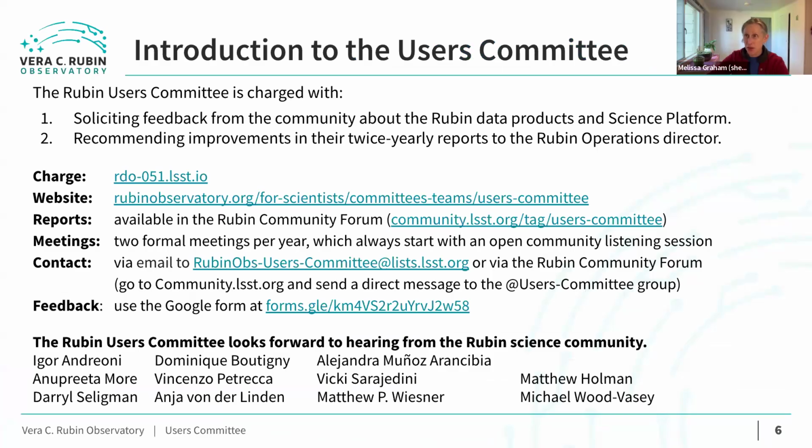You do have a users committee that is charged with advocating on your behalf as users of the Rubin Science Platform and our data products. They're charged with soliciting your feedback, and they make their reports twice annually to the Rubin Operations Director, and we follow up on all those suggestions. So feel free to reach out to them at any time.